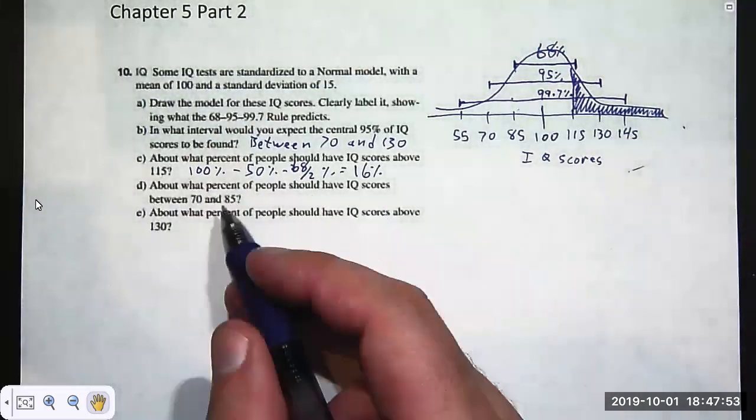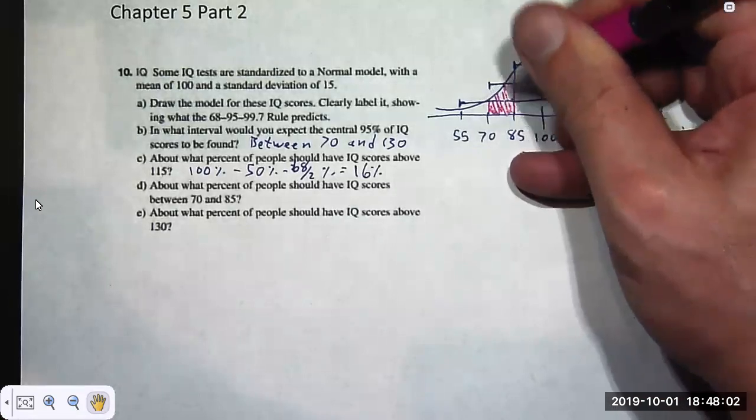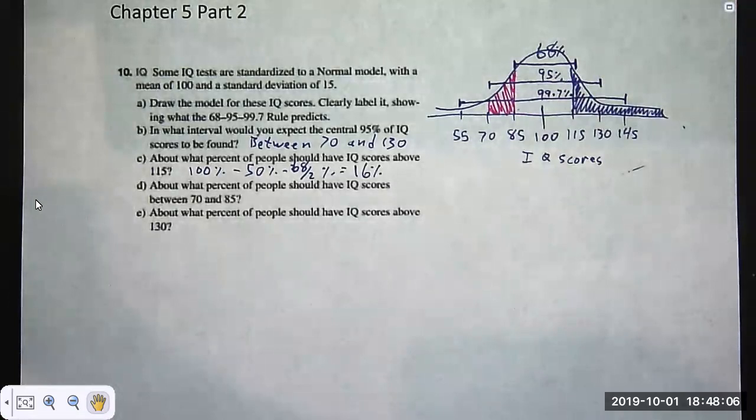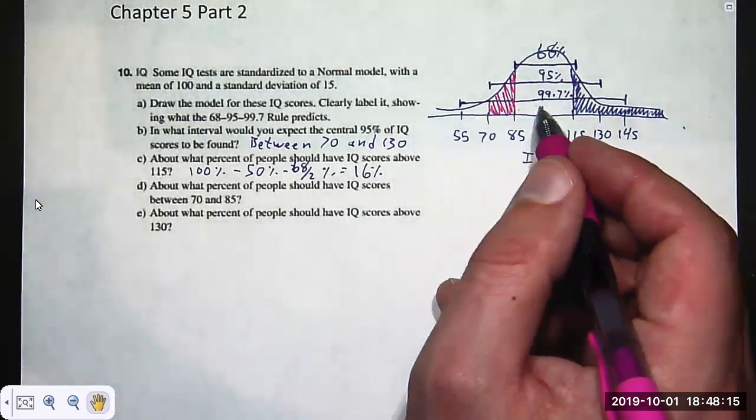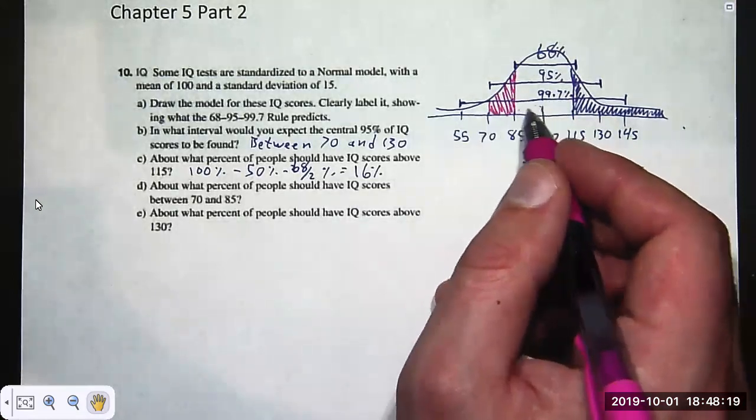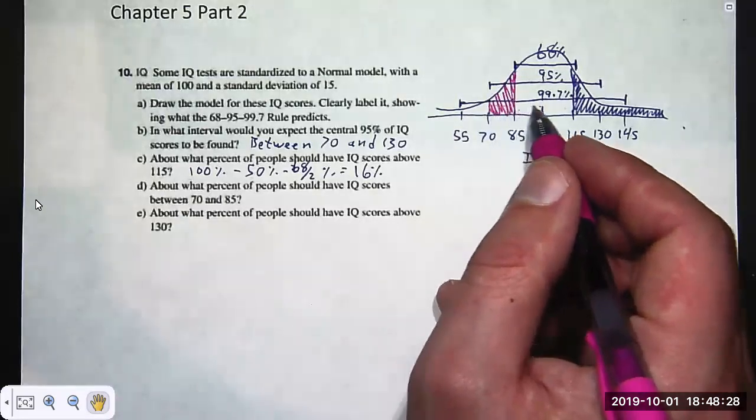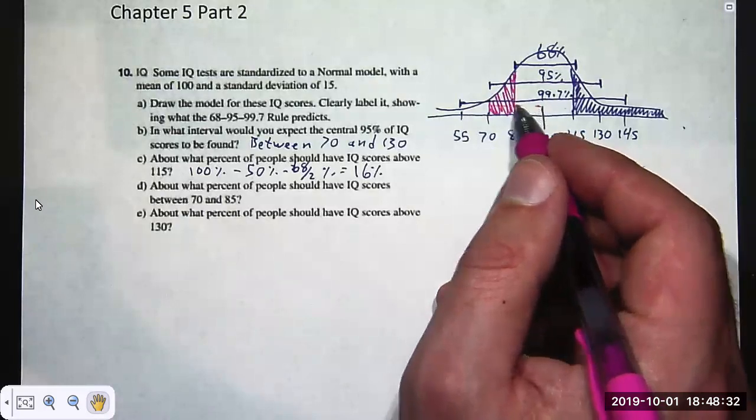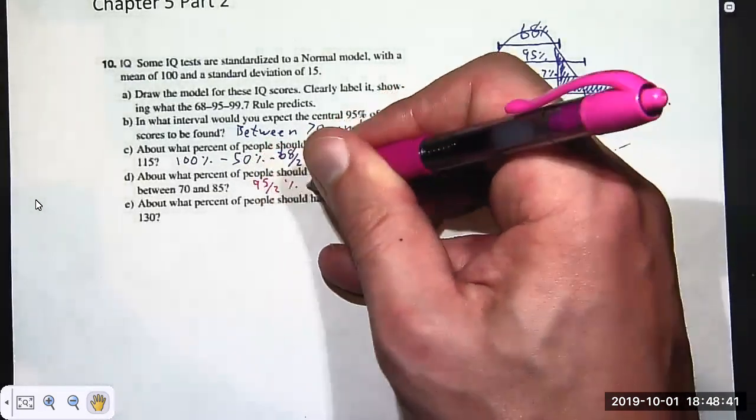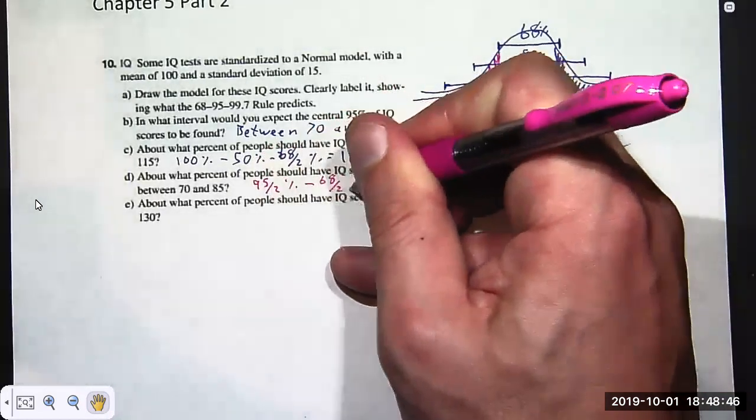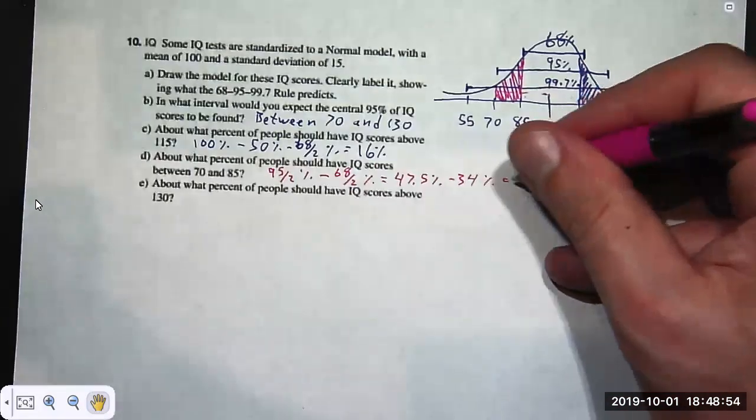About what percent of people should have IQ scores between 70 and 85? Okay. So here we've got 95 divided by 2 right here. And then 68 divided by 2 is this white space here. So the way I would do it is I would take 95 divided by 2 right here, and then I would subtract off the white space, which would be 34%. So 95 divided by 2% minus 68 divided by 2% is equal to 47.5% minus 34% is equal to 13.5%.